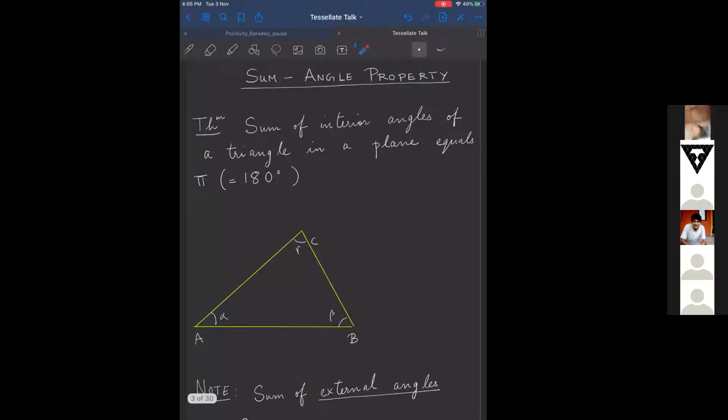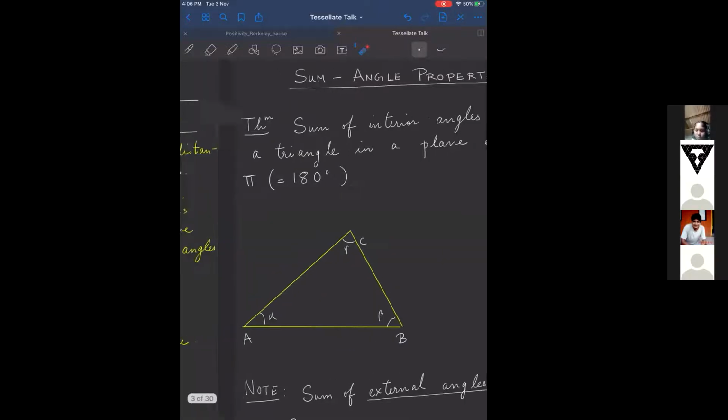All right, so now let me go back to the sum angle property. What that says is that the sum of interior angles of a triangle in a plane always equals pi. Of course, I'll use pi and 180 degrees interchangeably. In mathematics, it's more convenient to work with pi instead of degrees, so work with radians instead of degrees. Right, so I've drawn a triangle here.